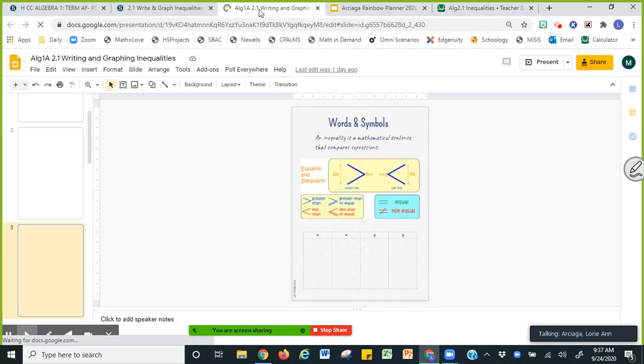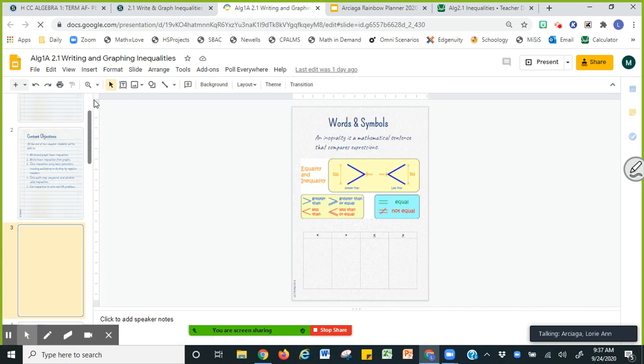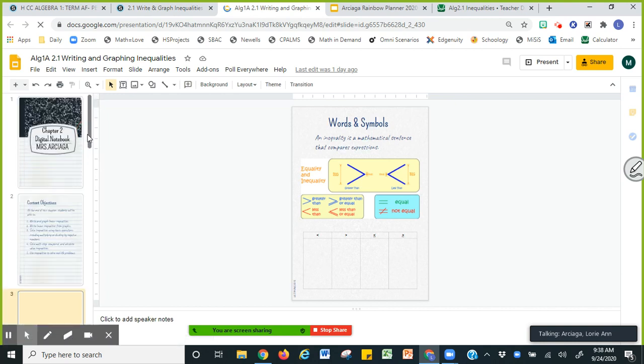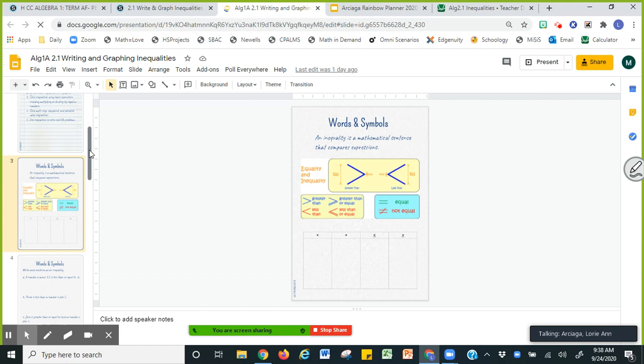I do not have any preference between the two options for the digital notebook. Again, use what's best for you. Use what you think your device can handle better. I know the Google Slides take so much bandwidth. So if you want to use the Kami, you can also do that.